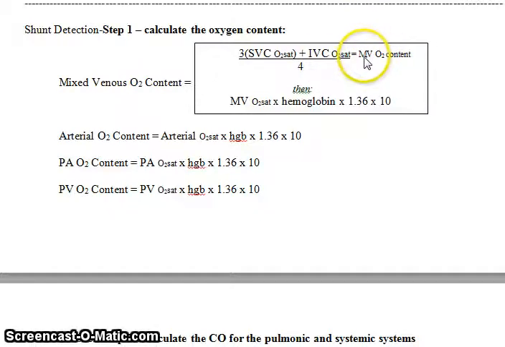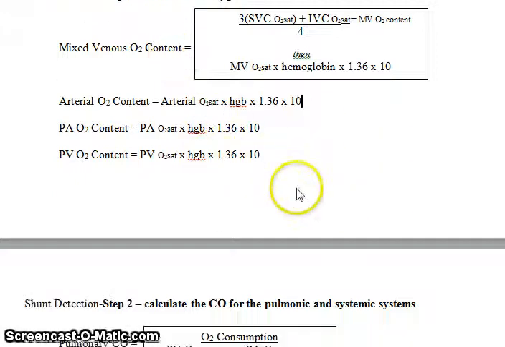Now for your other types of calculations, a lot of times you can just use the pulmonary artery as your mixed venous, but in this instance you can't. You have to take 3 from the superior, 1 from the inferior, and get an average of those. Then once you have that number, use that saturation times the hemoglobin times the 1.36 times the 10. So the first step is to calculate oxygen content, and we know how to do that.